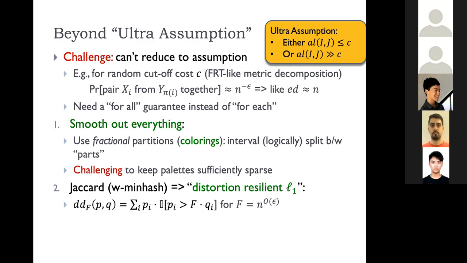And just a comment on what the Jaccard or weighted min hash is replaced with, in terms of distance: really what we needed there is the L1 distance between these vectors. So we replace this, in the analysis, with what we call distortion resilient L1. Basically we define a distortion resilient distance up to some factor f, which computes the L1 distance, but only for coordinates which are sufficiently different, where the difference is by a factor of more than n to the epsilon. Again, this appears mostly in the analysis.